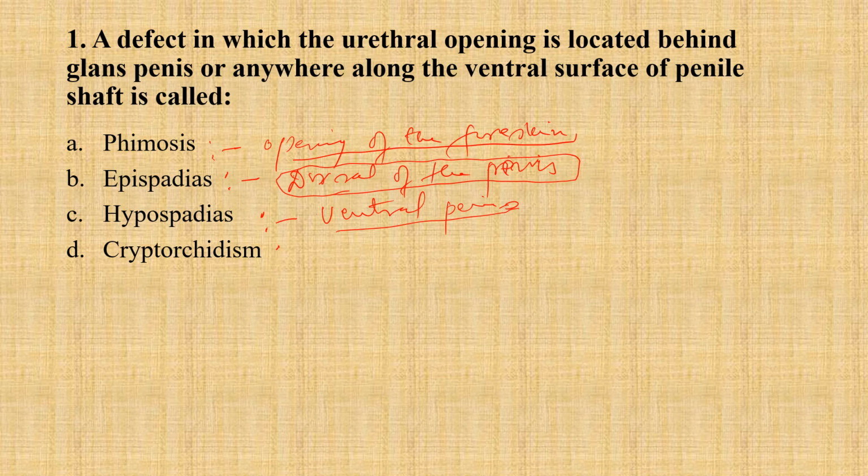And what is cryptorchidism? It is the condition in which one or both of the testicles fail to descend into the scrotal sac, called cryptorchidism. So here the correct answer to this question is hypospadias, option C.